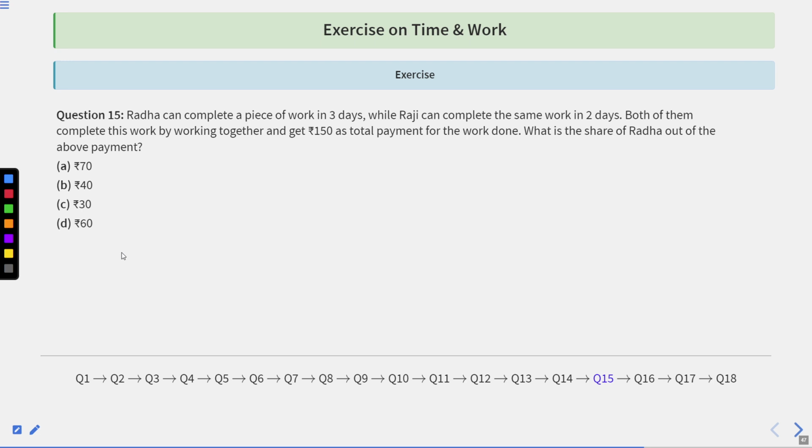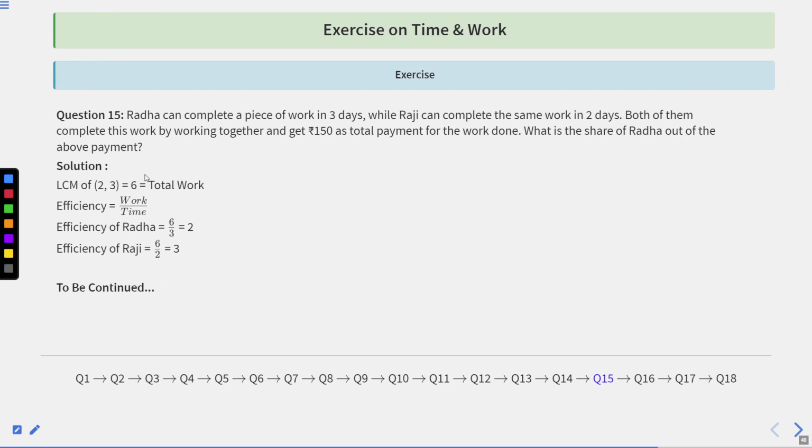Question number 15. Radha can complete a piece of work in 3 days, while Raji can complete the same work in 2 days. Both of them complete this work by working together and get 150 rupees as total payment of the work done. What is the share of Radha out of the above payment?